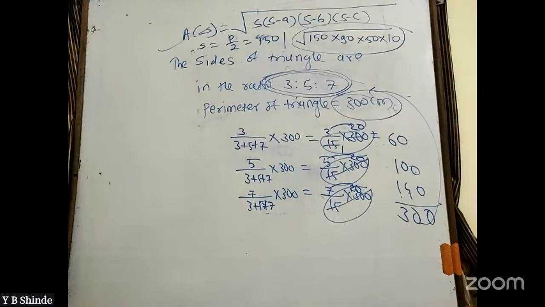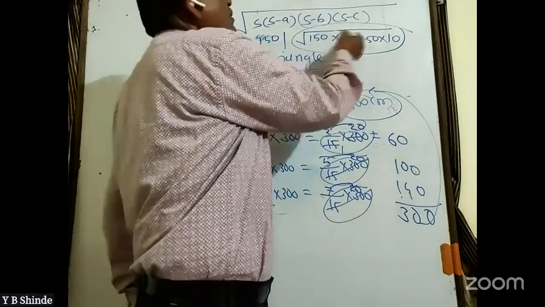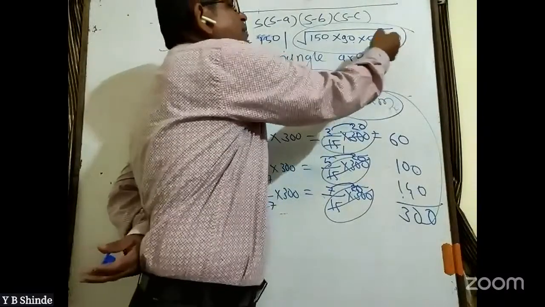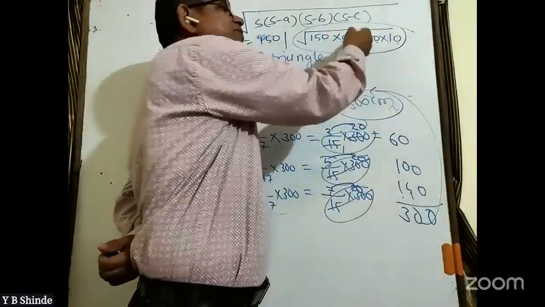Now see here. Very simple. How many zeros are there? 1, 2, 3, 4. How many zeros are there? 1, 2, 3, 4.